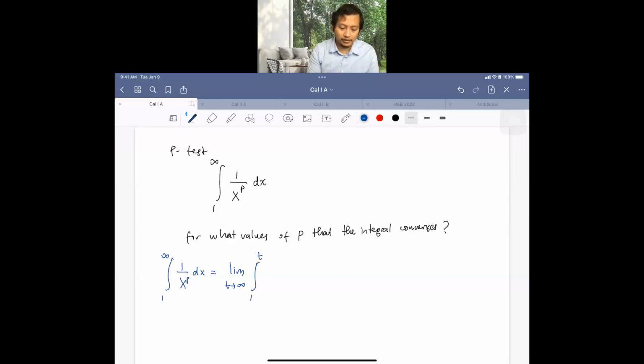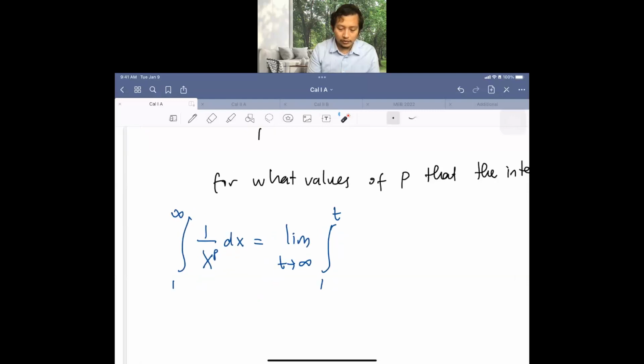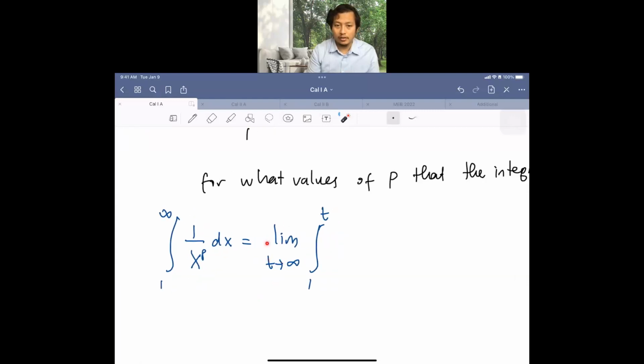I hope you understand why we need to take the limit here. We need to take the limit because we have the infinity here. If we force ourselves to compute with infinity, it seems impossible, right? But if we have just a variable t, we can compute it, right?